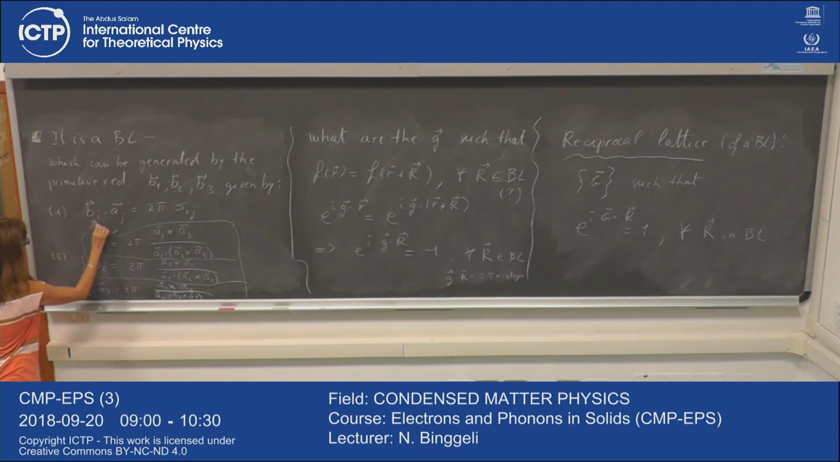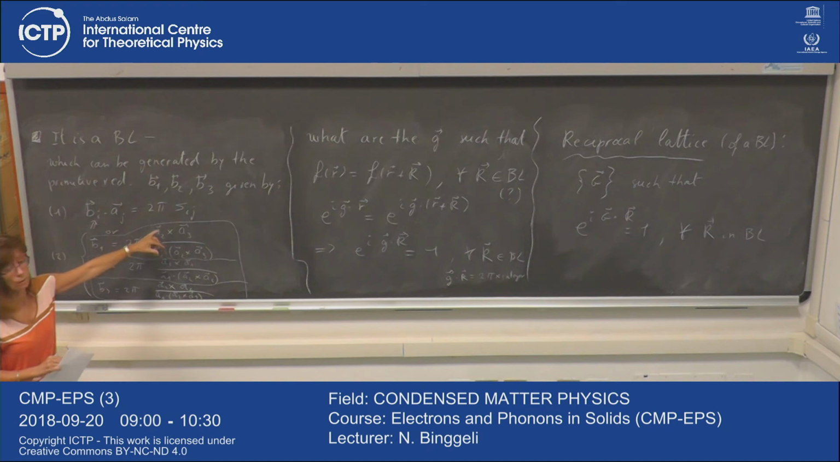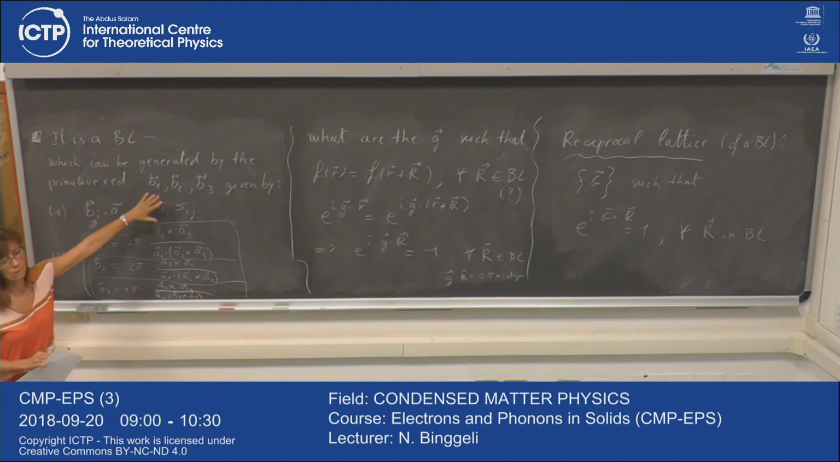So in this direction, it's simple. That is, if I consider, for instance, B1, if I multiply by A1, I will just obtain 2 pi, so it works. And if I multiply B1 by either A3 or A2, for instance A2, I obtain 0 because A2 plus A3 is perpendicular to A2. And the same if I multiply B1 by A3, I obtain 0. So this is fulfilled in this direction for sure.